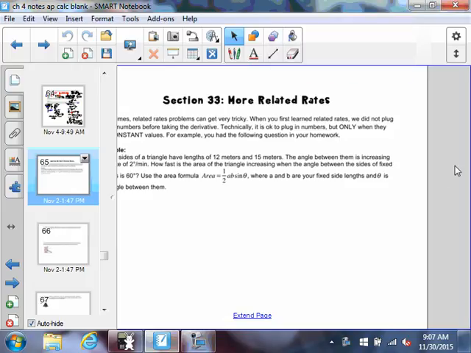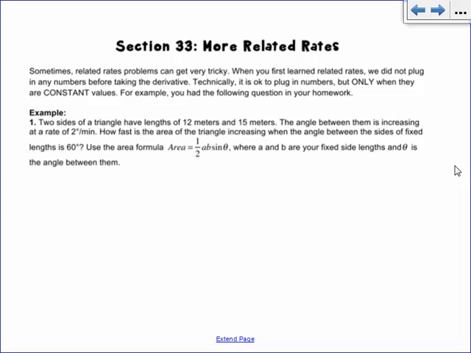All right, so we're going to do even more related rates, and they're going to get a little bit tricky. Sometimes related rates problems can get very tricky. When you first learned related rates, we did not plug in any numbers before taking the derivative. I was a little bit lax on that last time. I let you plug in a couple things if we noticed it was constant. So that's going to be the big thing in this lesson: if you have constants, plug them in.